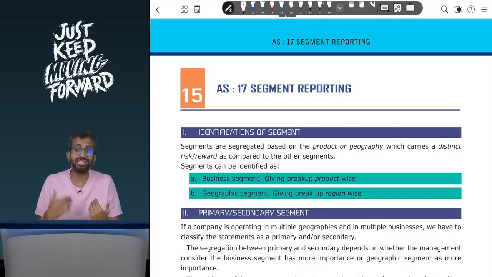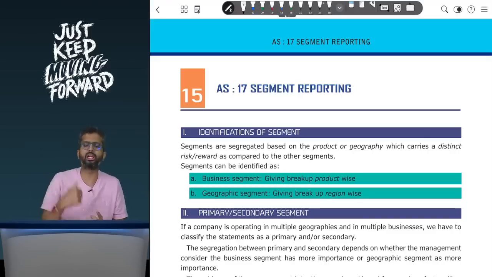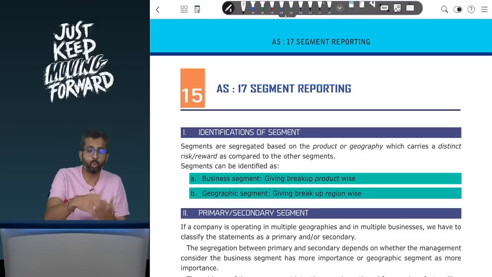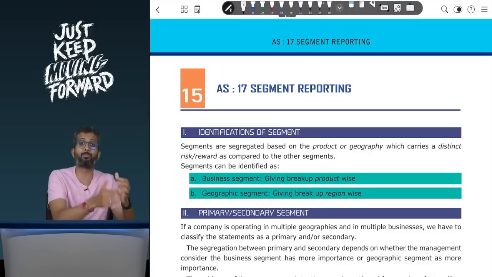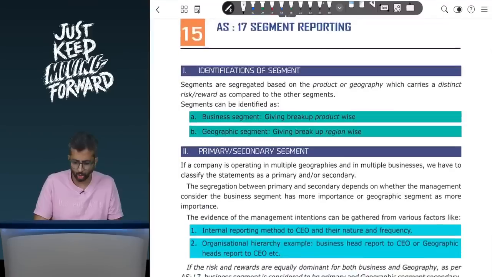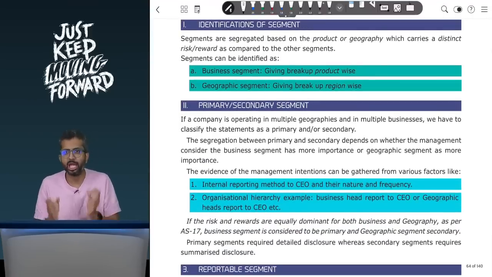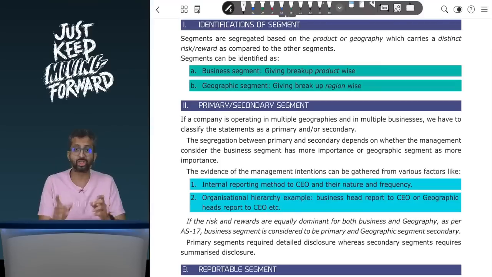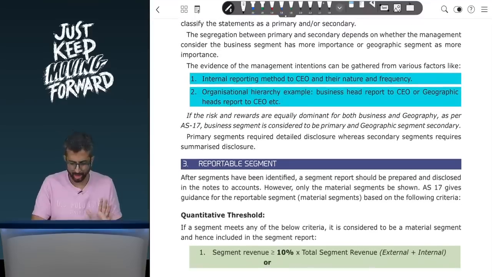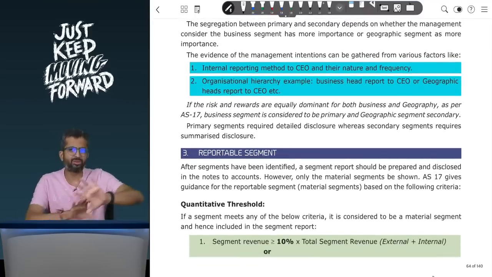Which of them is the primary segment, which will require a detailed disclosure, and which of them is secondary, which requires a summary disclosure? That is what you will have to decide based on what the management believes is the more important one. However, an important point for you to know is if the management does not really have a clear view, in which case the business will be treated as primary, geography will be treated as secondary. Okay.